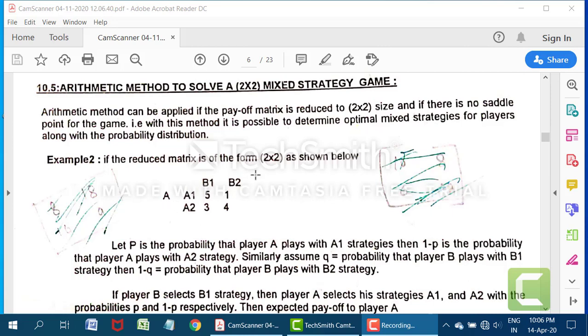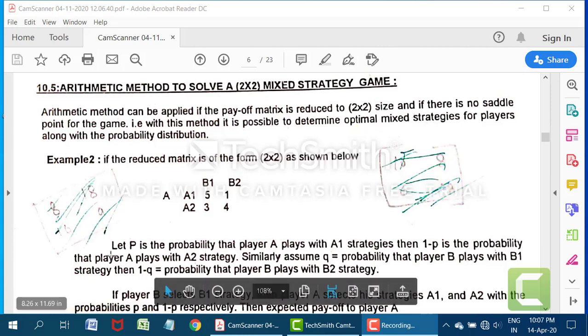A has two strategies, B has two strategies, B1, B2, say. This is the payoff matrix, with A written on this side. Whatever the size of the matrix, first of all you must apply the rules of dominance and reduce it to the minimum size. Here it is already given as 2 by 2.